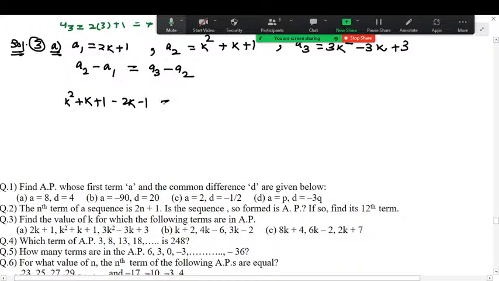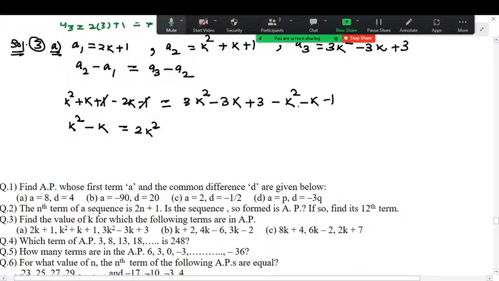Similarly, A3 minus A2. A3 is given to be thrice k square minus thrice k plus 3, and I am subtracting A2 from it. I have to change the sign: minus k square minus k minus 1. Here I am having k square, k and minus 2k is going to give you minus k, and 1 minus 1 can be cancelled. Similarly, here you have minus k square, 3k square, which will be 2k square, minus 3k and minus k, which will be minus 4k, and 3 minus 1 will be plus 2.